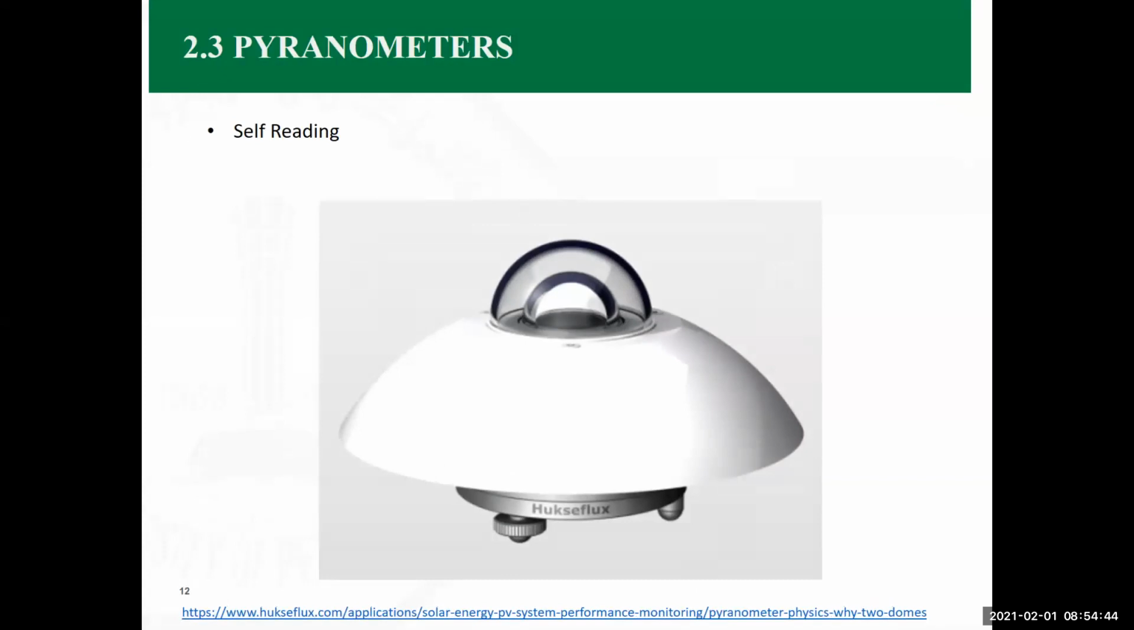This is a link for you to read more about the pyranometer, in addition to what you have in your chapter. Section 2.3 is the one talking about the pyranometer, and 2.2 is the pyrheliometer. So that's in sections 2.2 and 2.3 of the book. Read it there, and if you need updates or want to see how the instruments look, you have the links down there.